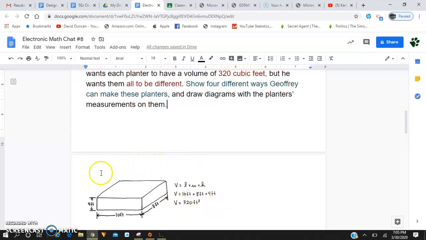That was just the first type of box that came to my mind that created a 320 cubic feet planter. I'm sorry, I said that completely wrong. Those are the dimensions that help me create a planter with a volume of 320 cubic feet. There we go. That sounds a lot better.